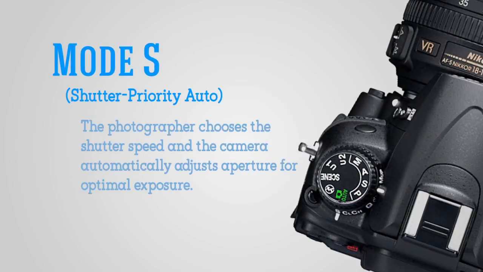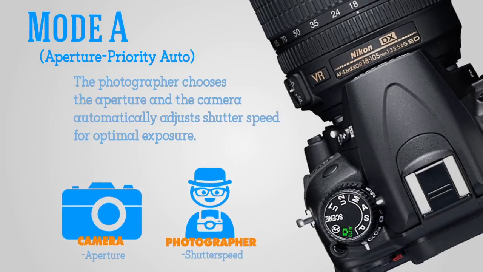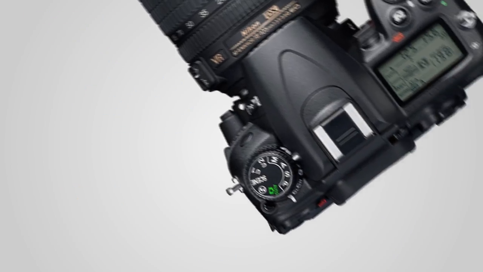Next is mode S, or shutter priority auto mode. In this mode, the photographer chooses the shutter speed and the camera automatically adjusts the aperture for optimal exposure. Mode A, or aperture priority auto mode, is similar to mode S, but in this mode the photographer chooses the aperture instead of shutter speed, and the camera will adjust the shutter speed for optimal exposure.